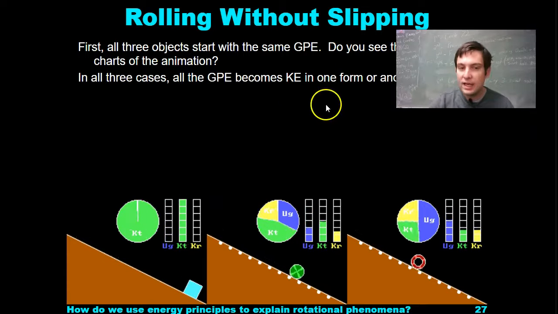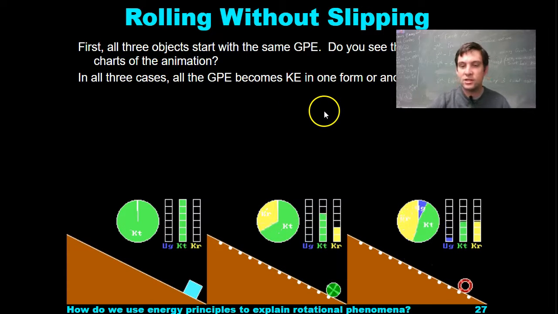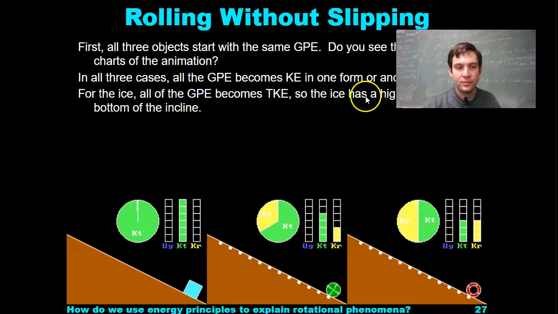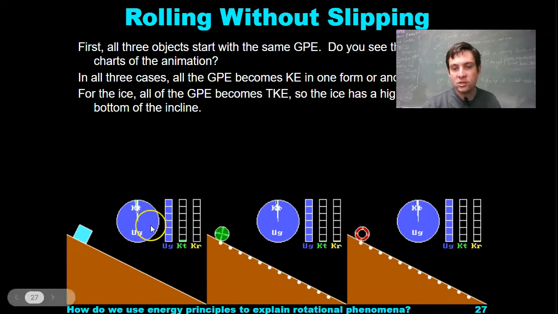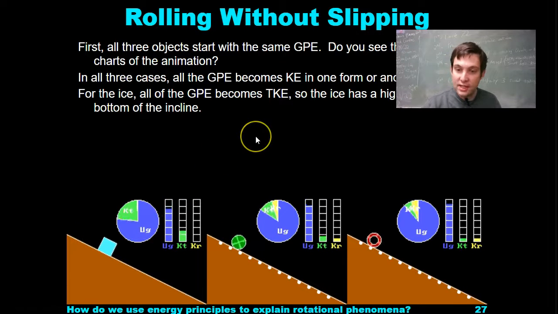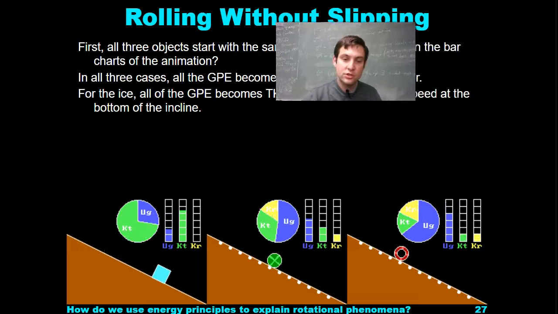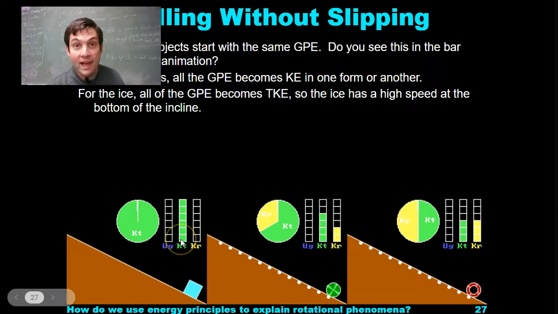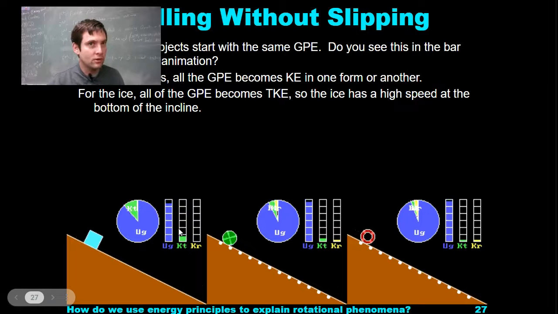In all three instances, the gravitational potential energy becomes kinetic energy in one form or another. For the ice, all of the gravitational potential energy becomes translational kinetic energy, so the ice has a higher speed at the bottom of the incline, 1/2 mv squared, right? All of the energy is converted into 1/2 mv squared, which means it has a greater velocity.